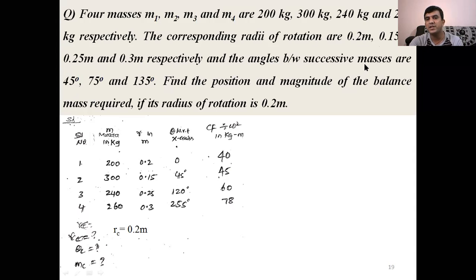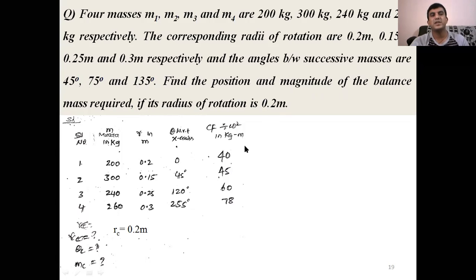Okay, and the angles between the successive, successive means what is successive? Suppose the first mass is located on the x-axis, the second mass with respect to the x-axis is how much? 45 degree. Third mass with the second mass is 75 degree. Fourth mass with respect to third mass it is 135 degree. Like that it is. The angles between successive masses are 45 degree, 75 degree and 135 degree. Find the position and magnitude of the balance mass mc you have to determine. The radius of rotation is 0.2 meter, rc value is given.